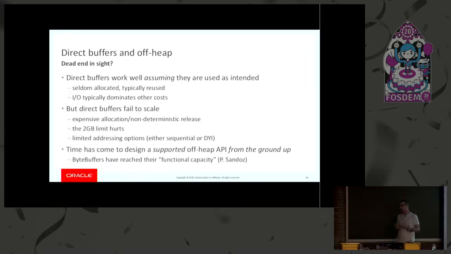So we think that rather than investing more in the ByteBuffer API, the time has actually come to build a new memory API from the ground up. And of course, this new API will be interoperable with ByteBuffer, so you don't have to throw away all your code. But as I was discussing with Paul last week, we think that ByteBuffers have reached their functional capacity. Some of these limitations, such as the 2 GB limit or the deterministic deallocation, are very hard to fix in the current ByteBuffer API. It will require a pretty big redesign of the entire API, which is probably not going to be very compatible. So it's probably better to start from scratch and to design a new API here.